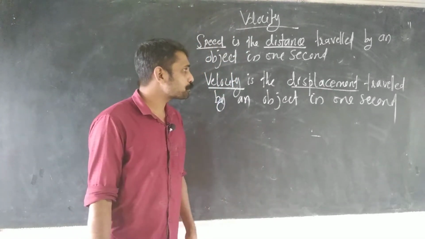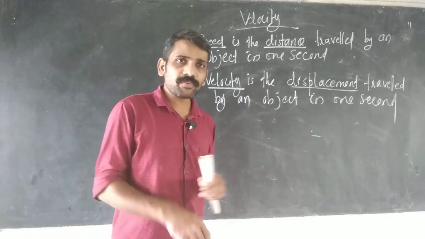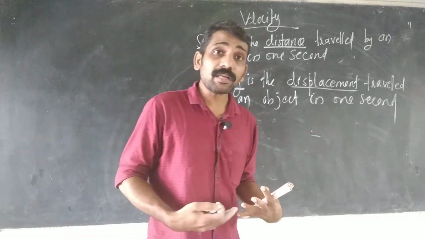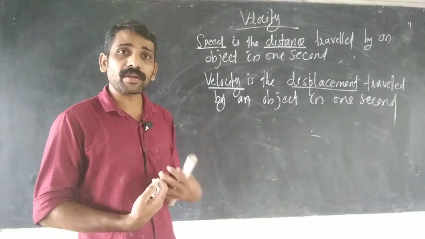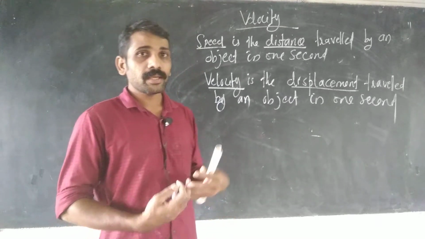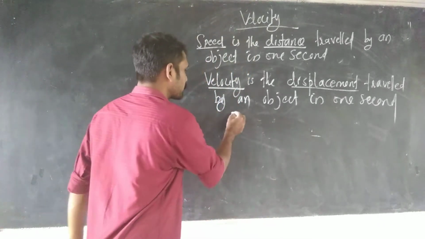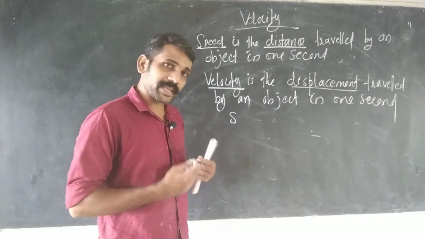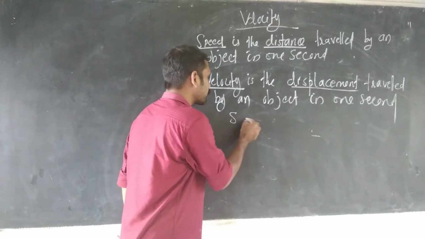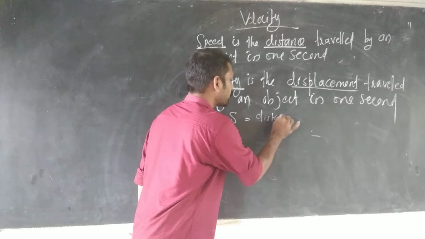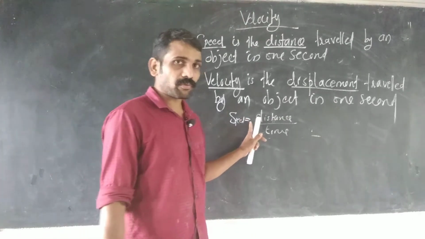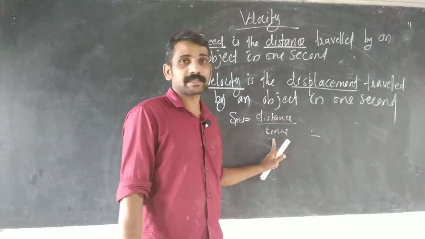So next, how can we measure the velocity or speed of an object? Speed is represented by capital letter S, and S is equal to d by t, distance by time. So the equation of speed is speed equals distance by time.